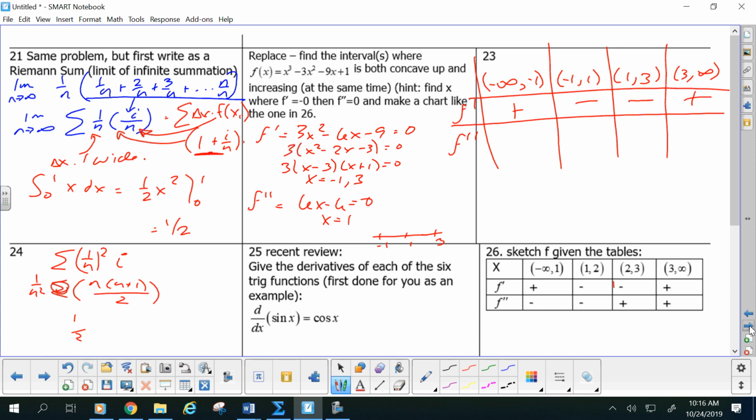positive. You see? Negative 1, it would be negative before negative 1, or before 1, and positive after.